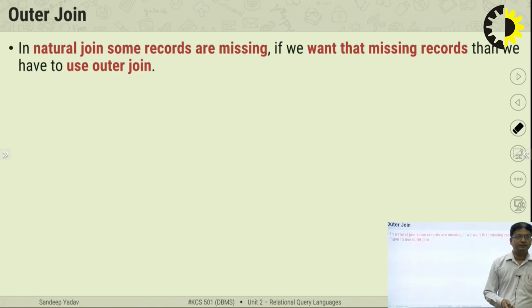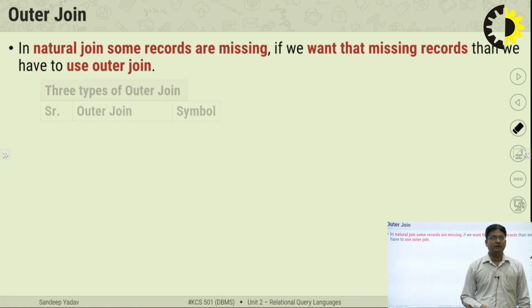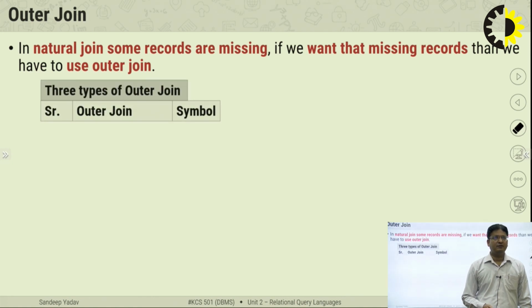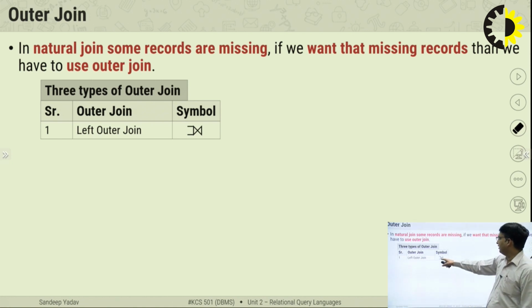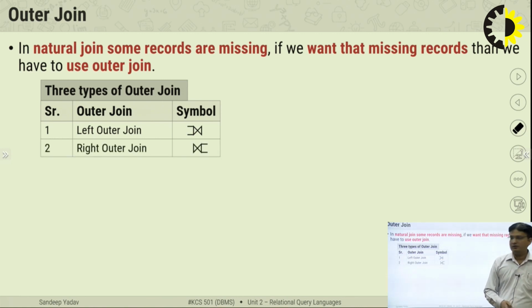Now, outer join is used when we have to show the missing value. In natural join, some of the results are missing. So, for that purpose, we can make use of outer join. For example, there are three types of outer join: left outer join denoted by this symbol, right outer join, this one, and next is full outer join.